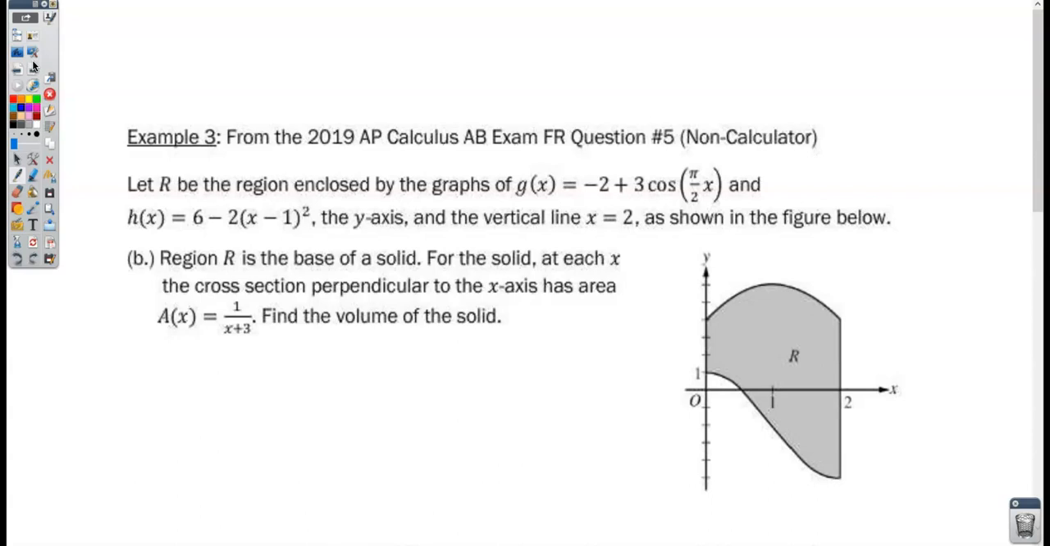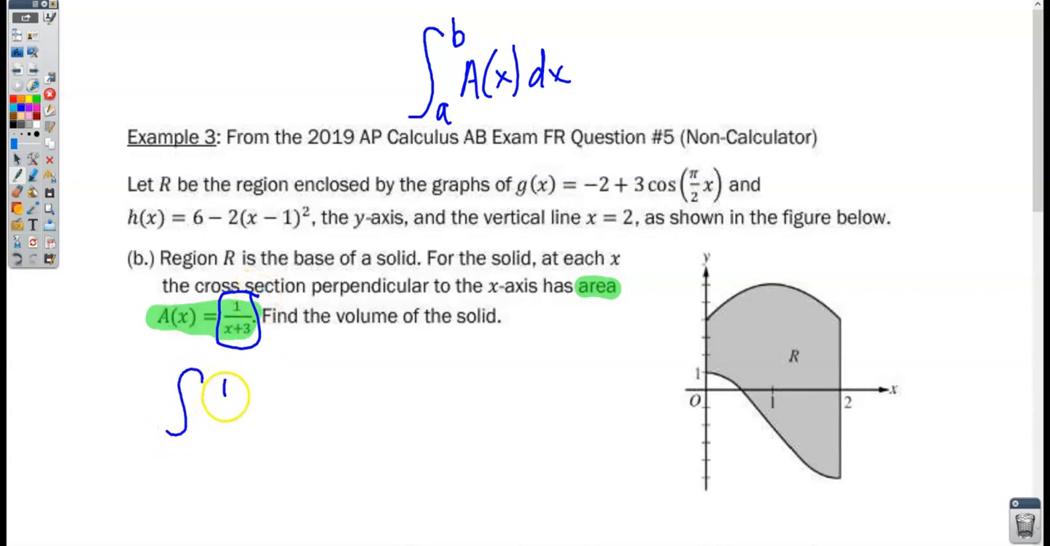Don't overcomplicate a problem like this. In this problem, they have literally told you this is the area of the cross-section. I saw a few of my students really overcomplicate this and use this expression in conjunction with h of x and g of x in some way. But this is actually the cross-sectional area. If you remember back when we first started finding volumes of solids, our general approach was take the integral from a to b of the cross-sectional area. So that means that this is our integrand. So we just need to go ahead and put that in as our integrand.